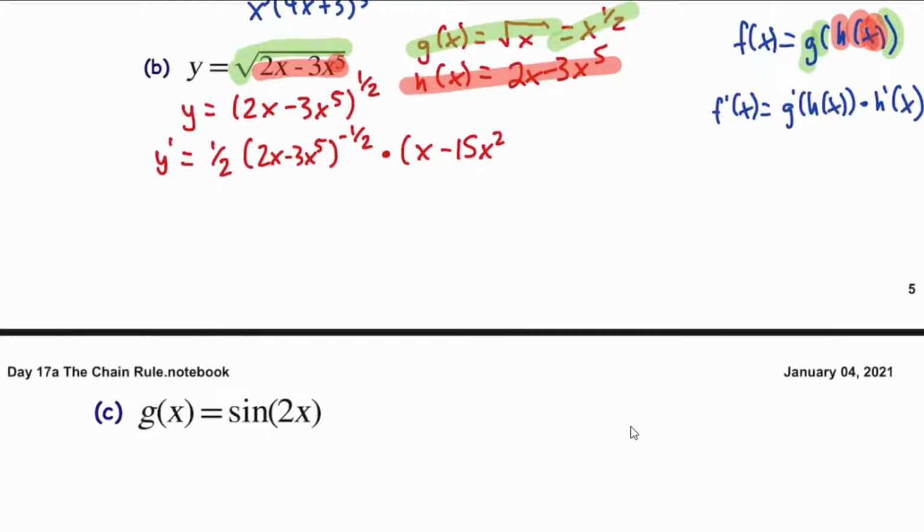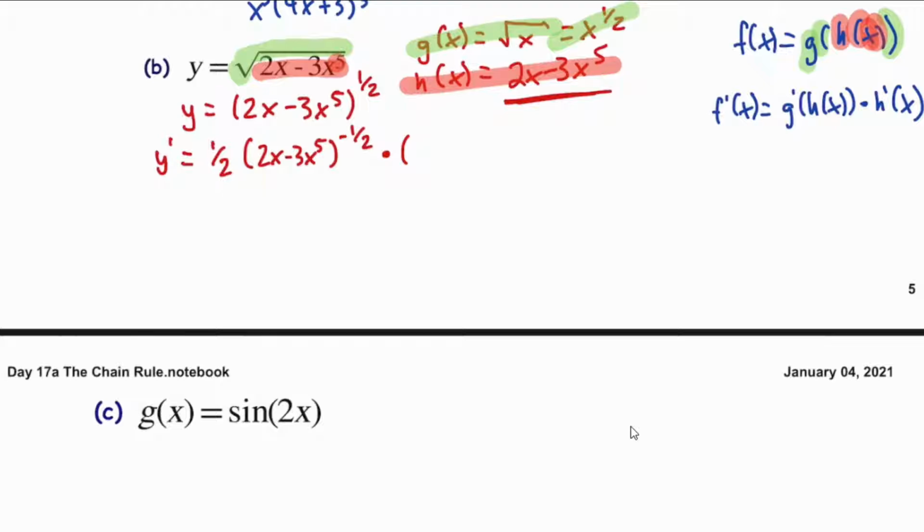Sorry, 15x to the power of 4. All right, can we tidy this up? Can we do anything? Well, I can. Actually, I made another mistake as well. Sorry. Let's just redo that part. So let's find the derivative of this part.